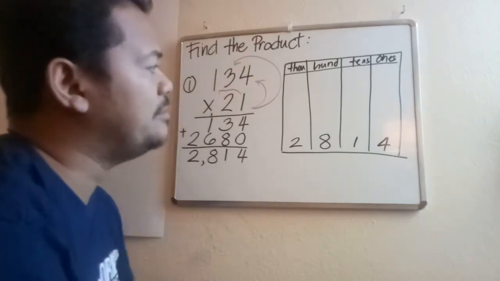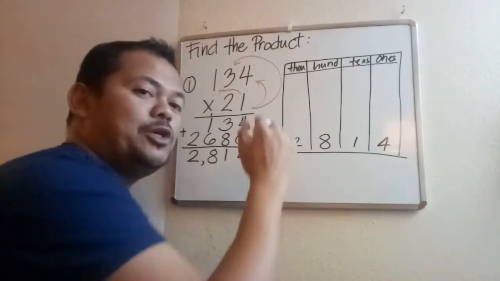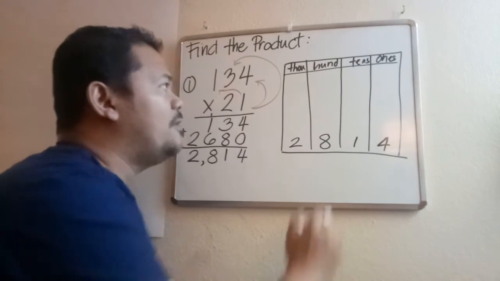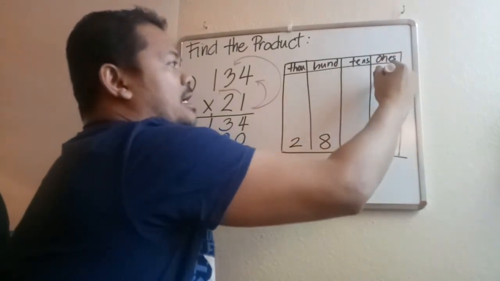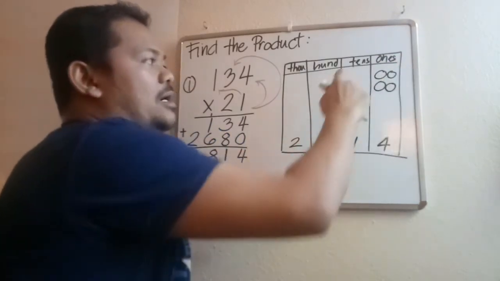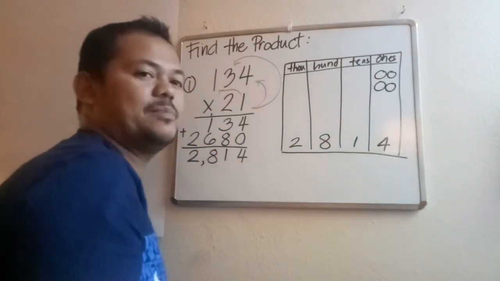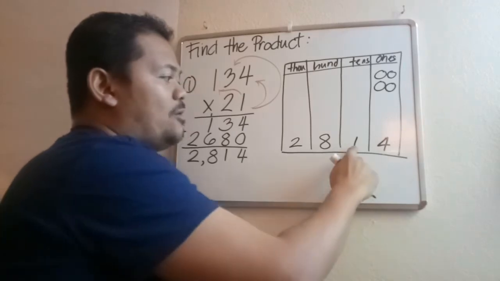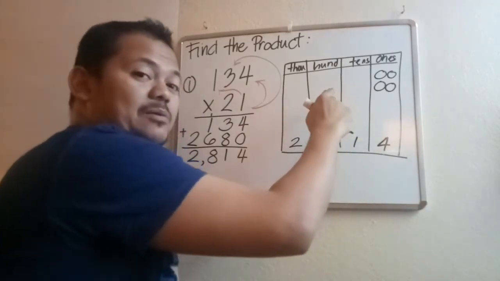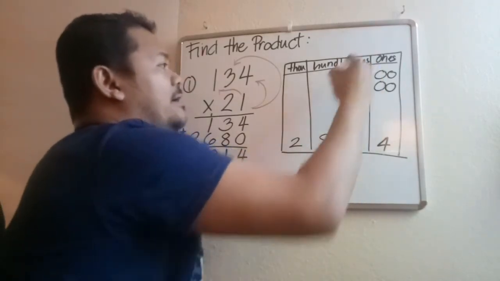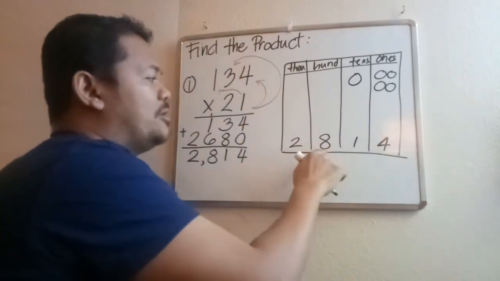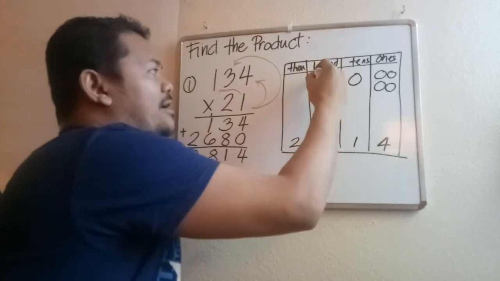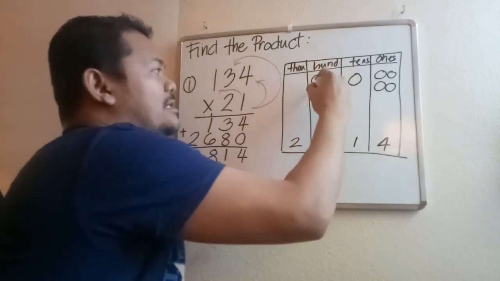That's the time you may write your discs on your place value chart. For ones, we got here 4. It means you're going to have 4 discs. 1, 2, 3, 4. What about in tens? We got here 1. How many discs? Very good, only 1. Next, we got here hundreds. How many hundreds? It's 8. So you're going to write here 8 discs.